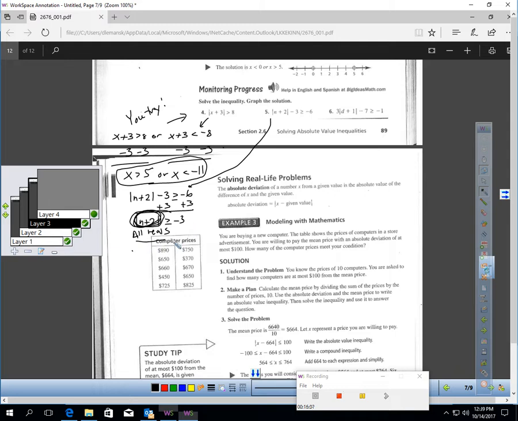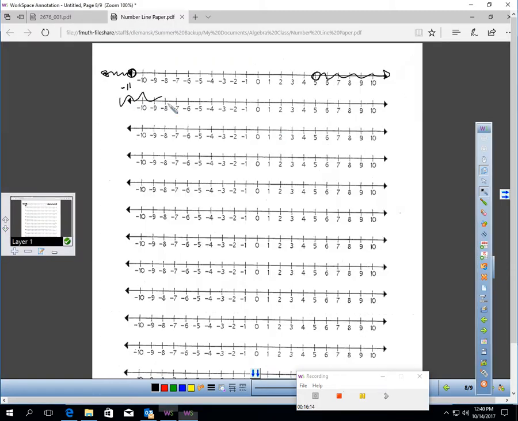This isn't an answer of all reals. I could plug anything in for n, and this will produce a positive, which is always going to be bigger than or equal to negative 3. So let's go ahead and graph that. That would just be me saying, hey, any value works, and I'm just shading my entire number line. Any value I pick will work for that one.